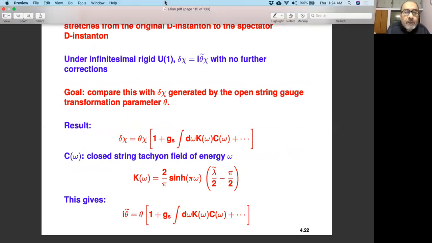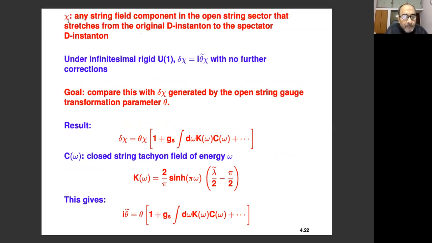So let's suppose that we have some string field chi. It is any string field component of the open string that stretches from the original d instanton to the spectator d instanton. Under rigid U1, it picks up a phase e to the I theta tilde. So if you take the infinitesimal version of the rigid U1, then the transformation of chi is delta chi equal to I theta tilde times chi. And there are no further corrections. This is all that we have.